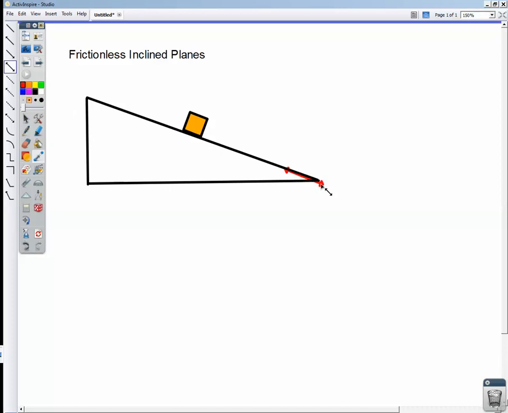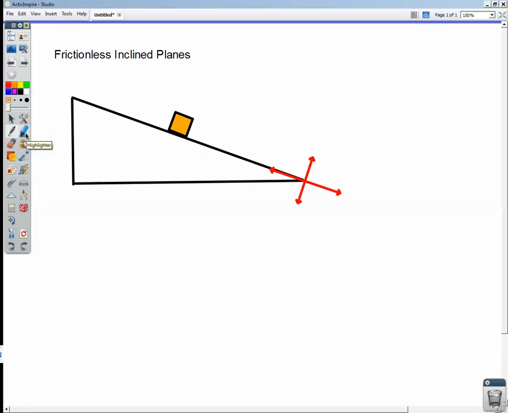So our coordinate system now, instead of going parallel to the ground and perpendicular to the ground for x and y, we are going to do parallel to the ramp and perpendicular to the ramp for x and y. So here is our new rotated coordinate system. And this is x and this is y.